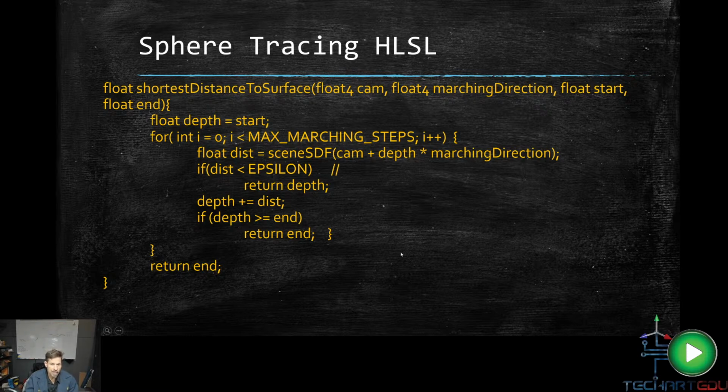Otherwise, we're going to implement the depth with the current distance that we've added here, and then we're just going to keep going. Now this does check to make sure that if the depth is greater than or equal to the end point, then we're just going to return the end again. But otherwise, we're just going to kick out of the loop until probably we get to epsilon or we run out of actual marching steps, and then we're going to return the distance value. Nice and simple. Okay, that is the heart of ray marching, that function right there.